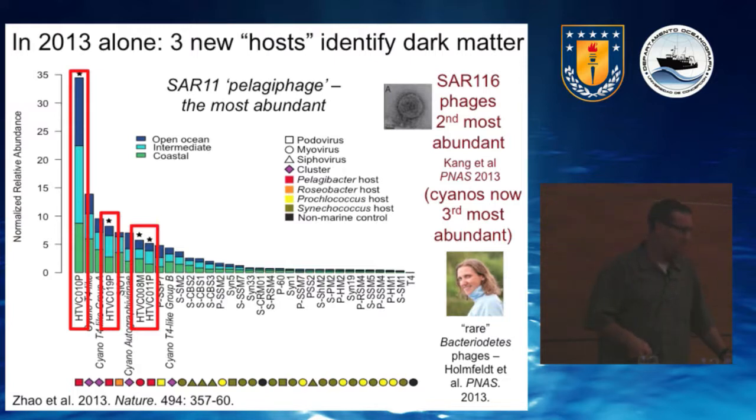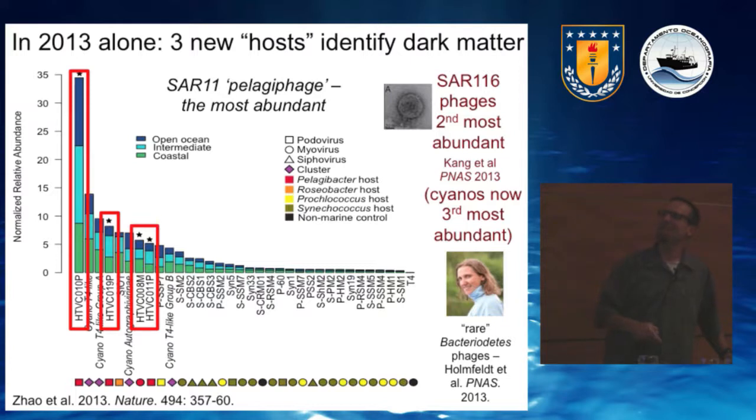And it turns out that if you use a new host that's abundant, you get the most abundant viruses known. So HTVC are the high throughput viral collection viruses, and this is a podovirus from his collection. It's a SAR11 podovirus, and I just highlight the other podoviruses. My cyanophage, which had been the most abundant, went from first to second with this paper. And then another paper came out, the SAR116 phages, also another abundant host group, from one of Steve Giovannoni's postdocs, came out in PNAS this year, and it's the second most abundant. So I went from first to third in the span of just a couple months.